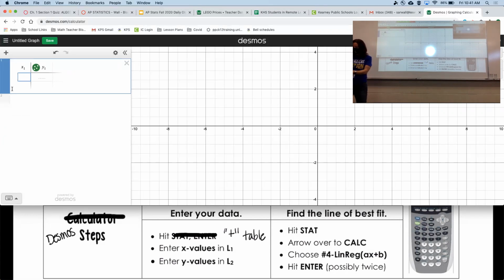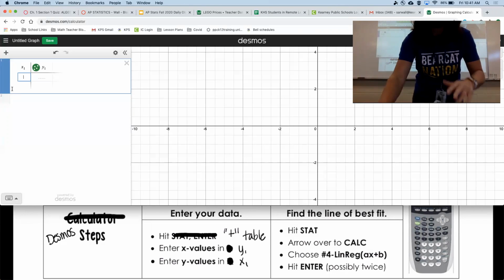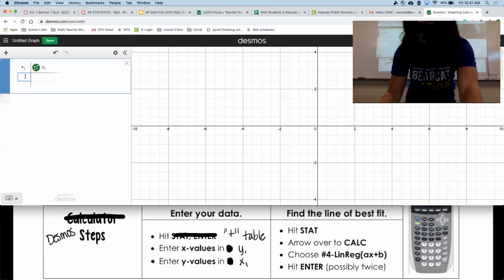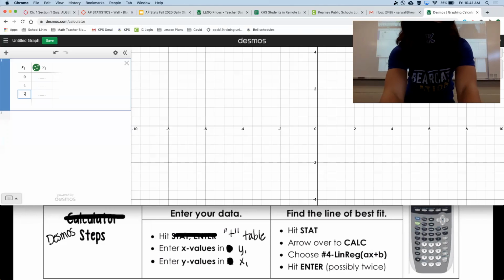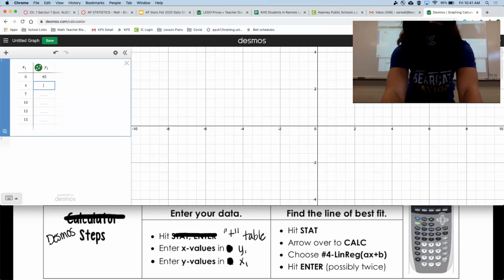We are going to enter the values that we're going to use into our columns, which are labeled y sub 1 and x sub 1. And we're going to use the same numbers that we just did to see how good our best fit line really was. So we're going to go 0, 4, 7, 10, 12, 15. And then on the other side, we're going to do 85, 82, 81, 79, 77, 76.